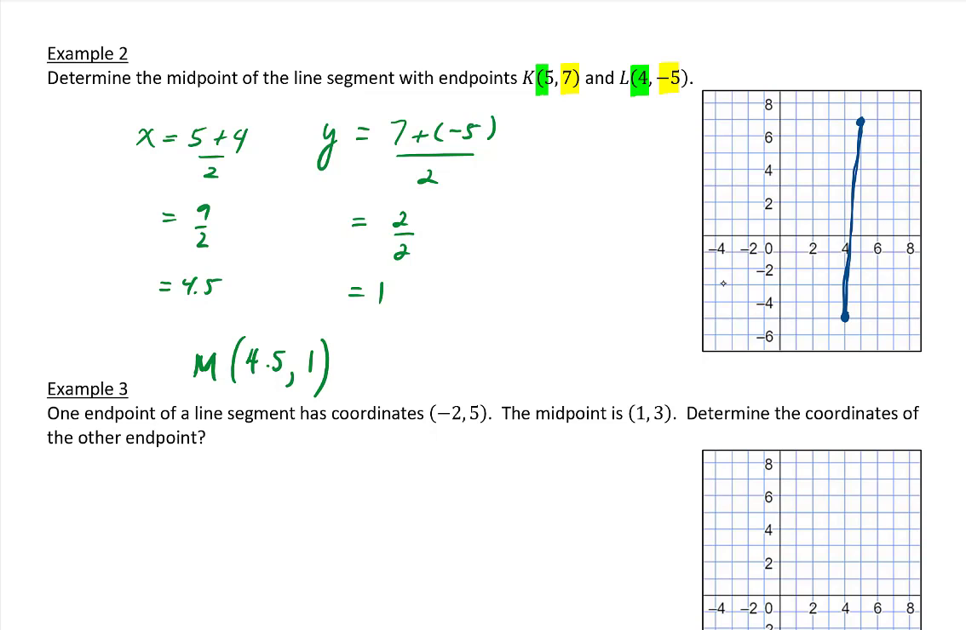Let's go see when we plot this. If I go over to 4.5 and count up 1, I hit that point right there, and that is indeed the midpoint of K and L. So again, we're just taking the average of the x components and the average of the y components, and that'll help us find our midpoint.